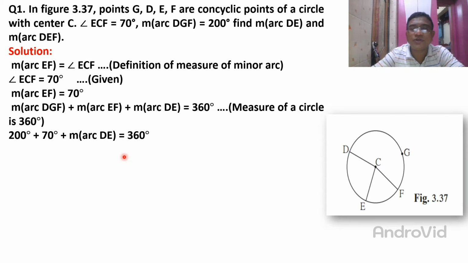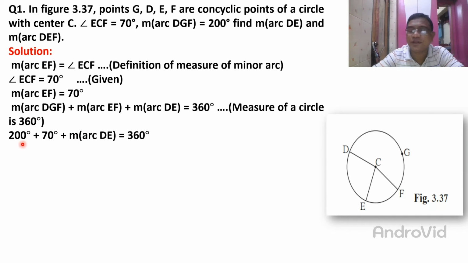Any doubt? See, how can you solve this problem? This is arc DGF, after that this is arc EF. You know those angular measures, and the one you don't know is DE, which you want to find out. When you add these arcs, you get the angular measure of the circle, which is 360 degrees. So I write: major arc DGF plus major arc EF plus major arc DE is equal to 360 degrees. The measure of the circle is 360 degrees.